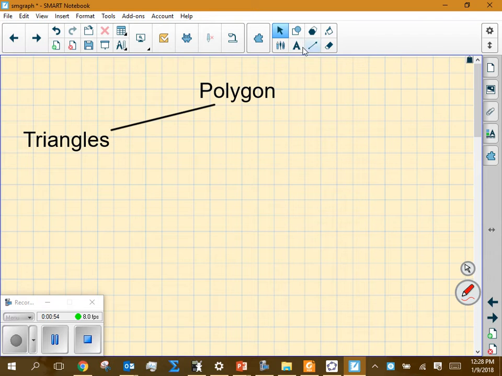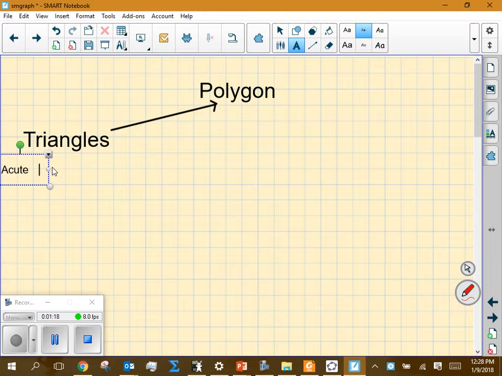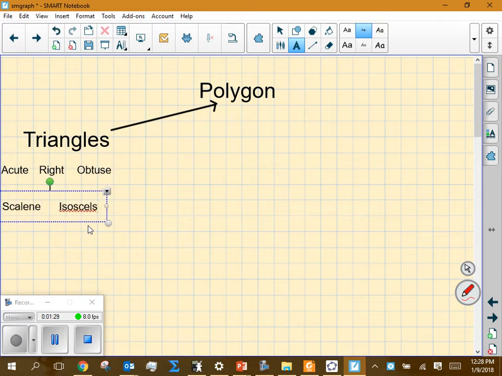So these arrows are going in that direction. Every triangle you ever come across is a polygon, right? Okay. And then for triangles, we have subgroups. Maybe we have acute, maybe we have right, maybe we have obtuse. That's a grouping of triangles, right? And then we can have scalene, we can have isosceles, equilateral. Okay.